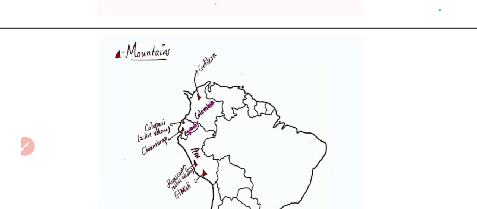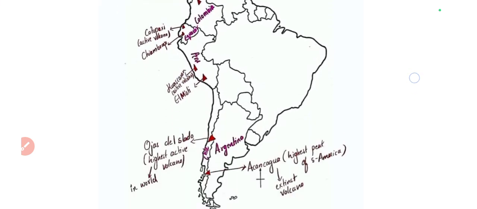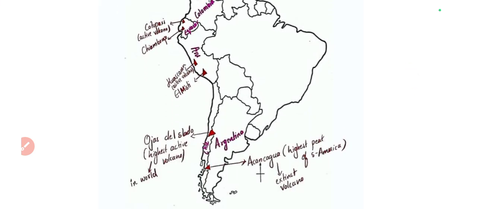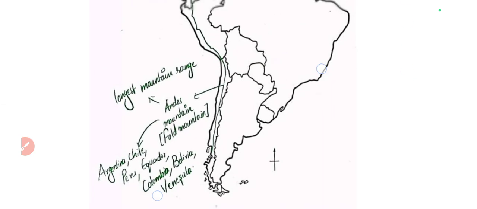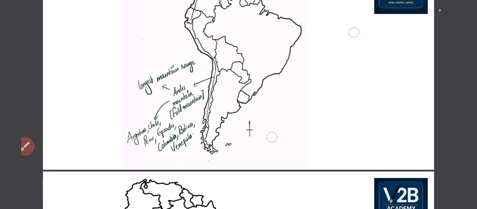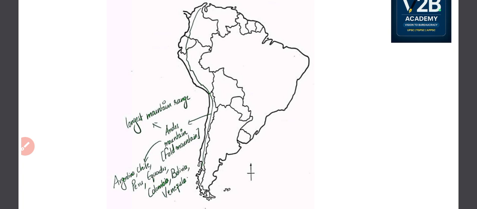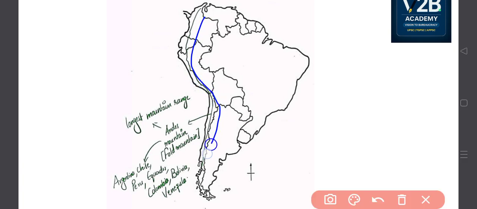Again, C for Colombia, C for Cordillera. You can remember it that way. So, we have the largest mountain range in South America. This largest mountain range, which passes through different countries, is called the Andes, Mount Andes. This is a fold mountain.